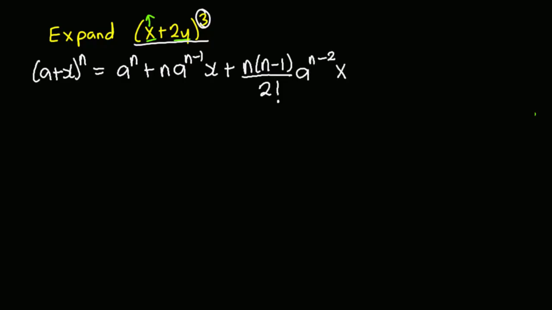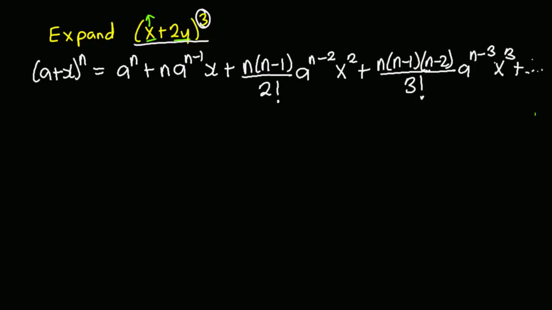Then the exponent of x will increase, so that will be x squared, plus n into bracket n minus 1 all times another n minus 2, which reduces by a further 1, divided by 3 factorial, then a exponent n minus 3, then x will increase by 1, and so on. So we are going to apply this general formula to expand this.